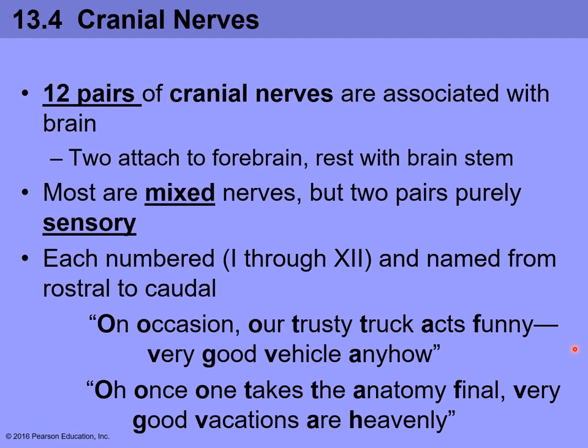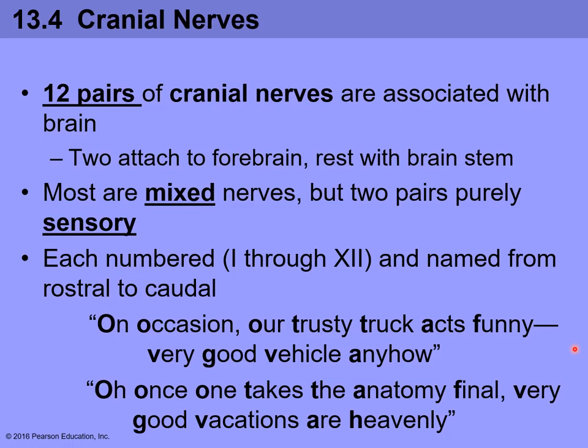The cranial nerves, these are part of the peripheral nervous system, but they do connect to the brain. That's why they're called the cranial nerves. Remember, we call them by where they originate. So even though they're connected to the brain, they're part of the peripheral nervous system. The two systems have to be connected and talk to each other. There's 12 pairs of them. 2 are attached to the forebrain, the rest are with the brain stem. Most of these are mixed nerves.